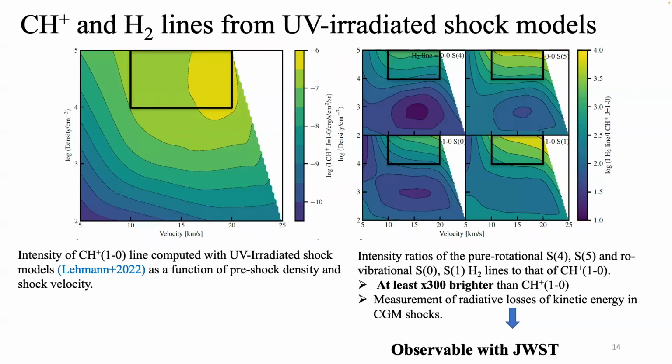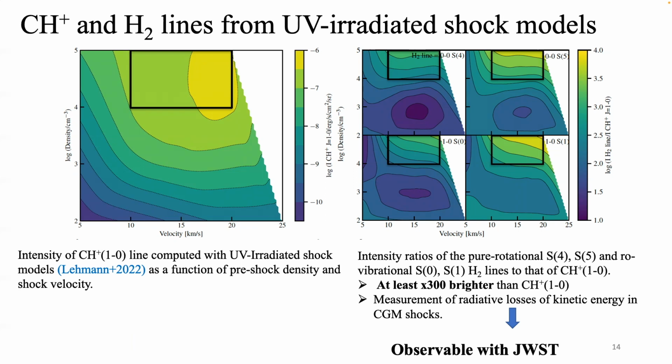I wanted to finish by showing the prediction of UV irradiated shock models for the line intensities of CH+ 1-0 to compare them to several line intensities of the H2 molecule. On the left, you see the prediction for the intensity of the CH+ 1-0 line as a function of pre-shock density and velocity. And this region of the parameter space represents the region where the line is most intense. And on the right, I show the intensity of different H2 lines with respect to that of CH+ 1-0 that has been already detected.